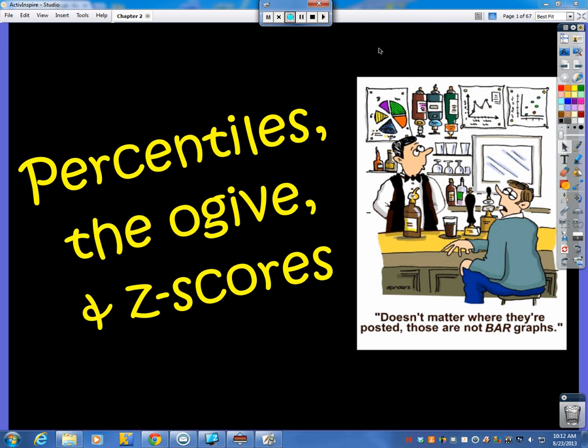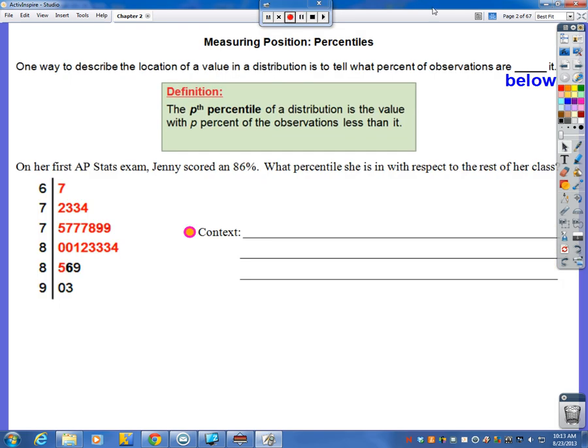We're going to be talking about three different things. The first two things are going to go by pretty quick, and we're going to focus primarily on these things called z-scores. Number one, percentiles.